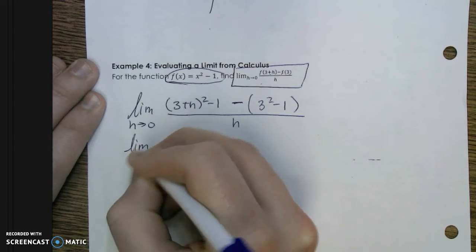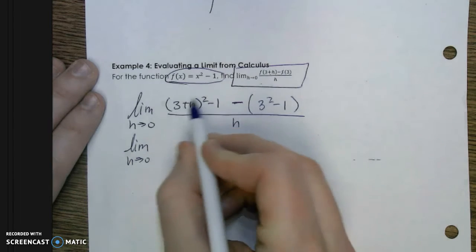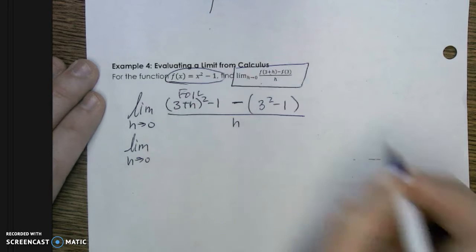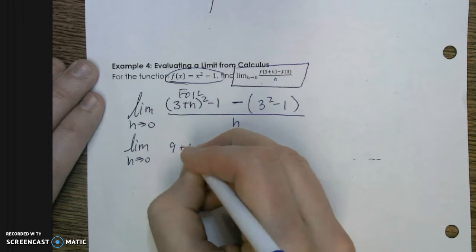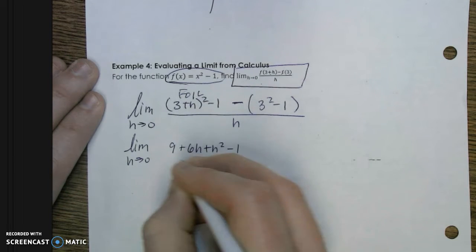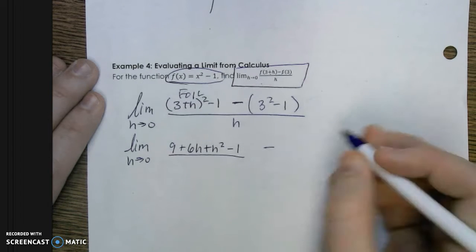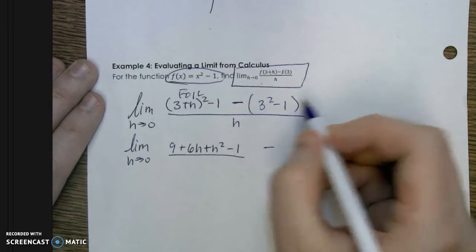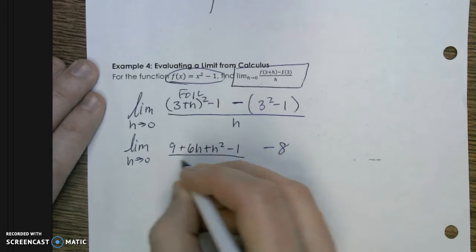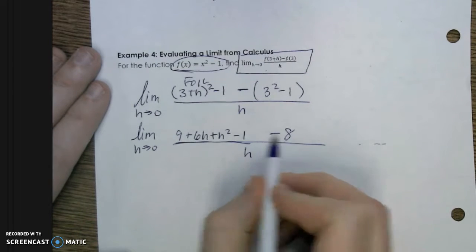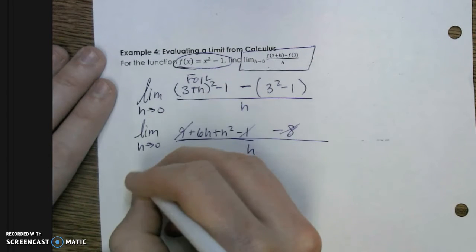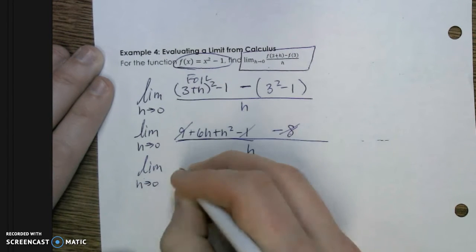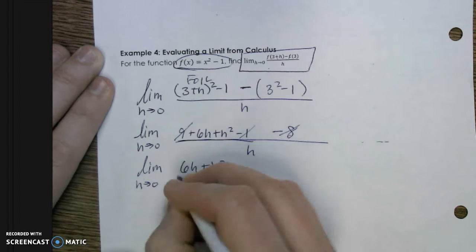Then we just go through and we simplify. So if I FOIL, I'm going to have to FOIL this. It doesn't distribute, you have to do it twice. So that'll be 9 plus 6h plus h squared. That's that first part. Then minus, and then this is going to be 9 minus 1, so that's 8, and then all over h. Then the negative 1 and the negative 8 are going to make negative 9, which cancels out the 9. So now I've got 6h plus h squared all over h.